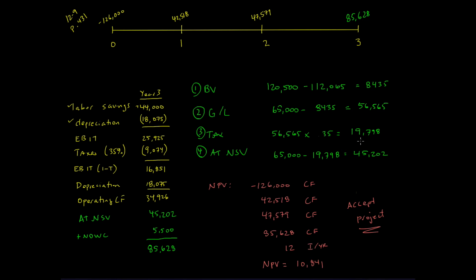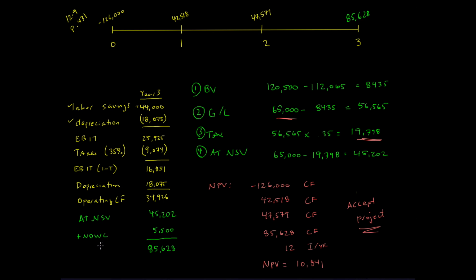So I'm going to have to pay $19,798 in taxes. And finally, my after-tax net salvage value. Someone wrote me a check for $65,000. I wrote the government a check for $19,798. The difference in those two, $45,202, is what plugs in down here as after-tax net salvage value.